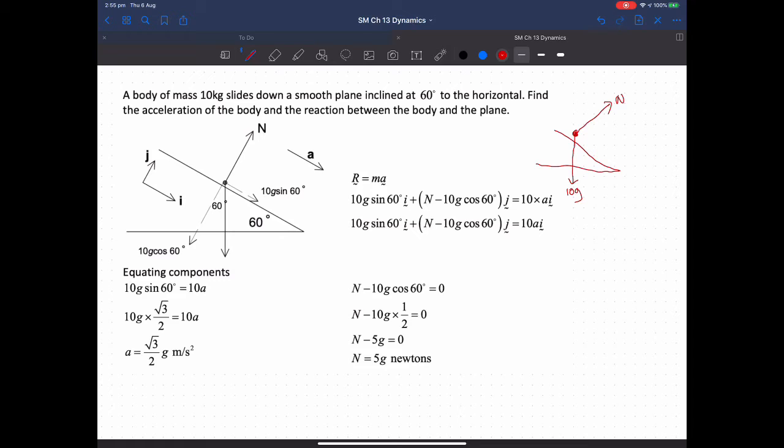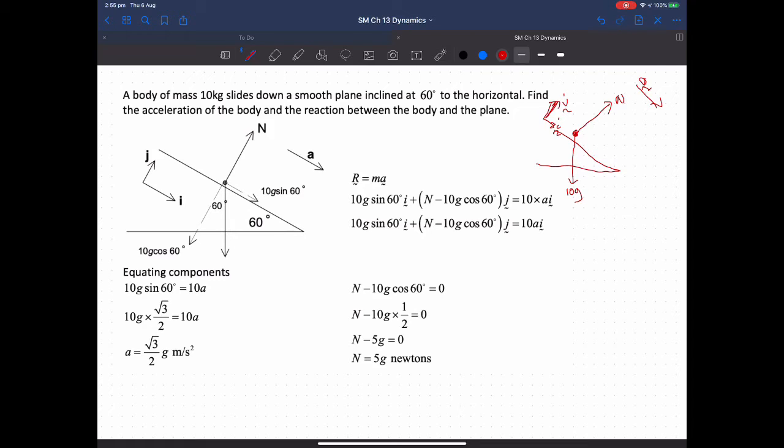A body of mass 10 kilograms slides down, so we know its motion is going downwards. Acceleration is in the direction of motion. Now, acceleration is a vector quantity. So when we're going to do our axes for our unit vectors, what we do is we have i, which is parallel to the slope, and j is perpendicular to the slope. Find the acceleration of the body and the reaction between the body and the plane.